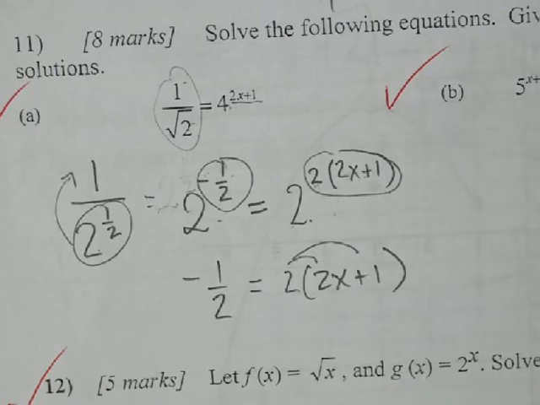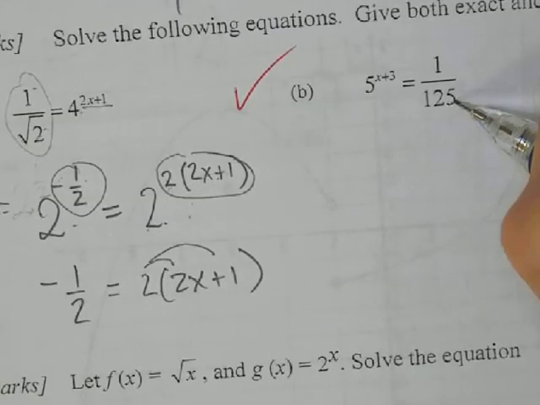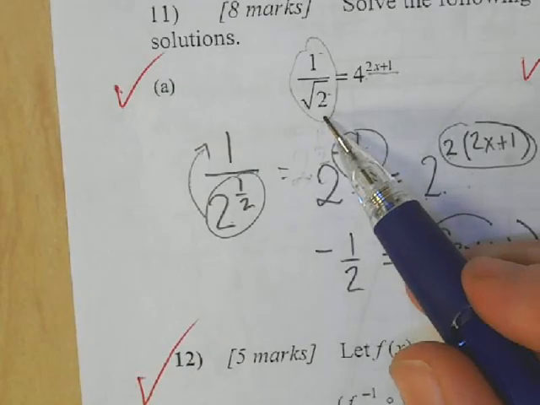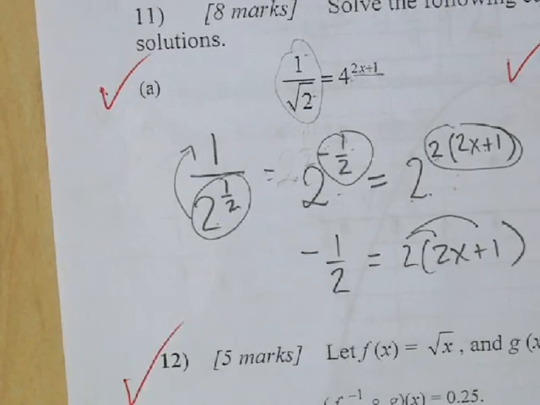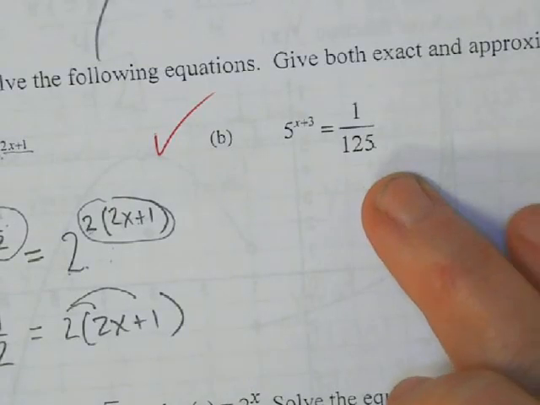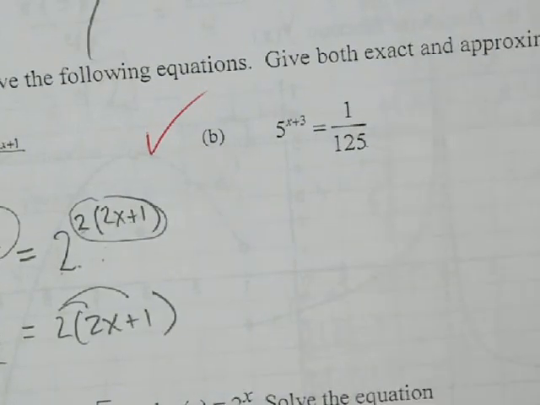Okay, same idea for B. So I'm going to let you do B. I'm not going to do it for you, but I'm going to tell you, you're going to rewrite 125 as a power of 5. And then just like I did on this one, change it to a negative exponent. And then you should have the 2 sides of the equation written with the same base, so therefore you can set the exponents equal to each other and solve. So I'll let you do that.